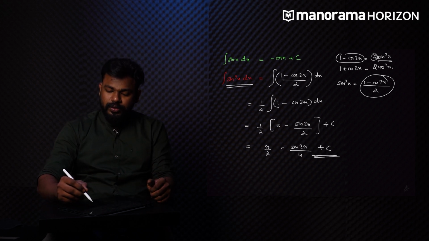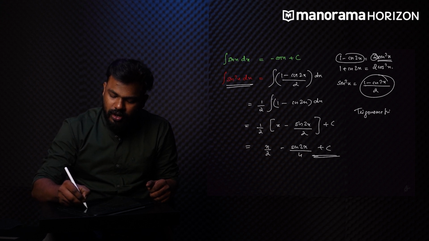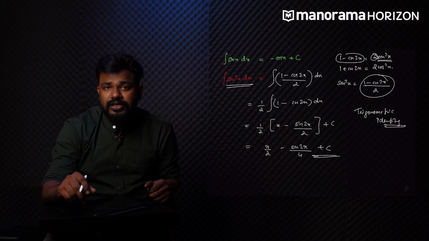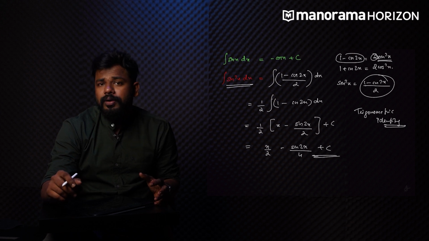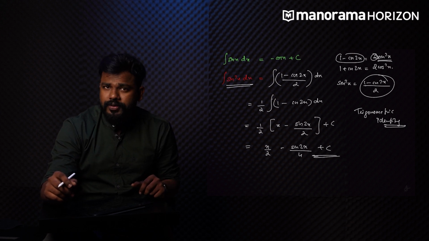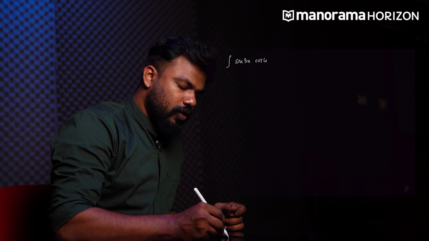And what have we used here? We have used a trigonometric identity, right? We have used a trigonometric identity that we have already studied in previous session. So this is one way where we can use the trigonometric identities to solve problems. Understood? Now what will be the integral of sin 3x cos 4x dx?